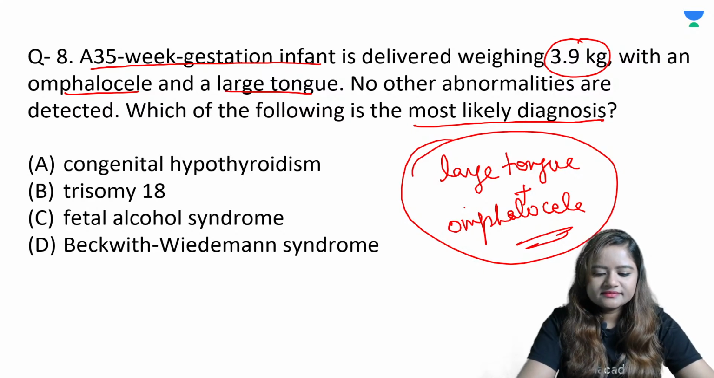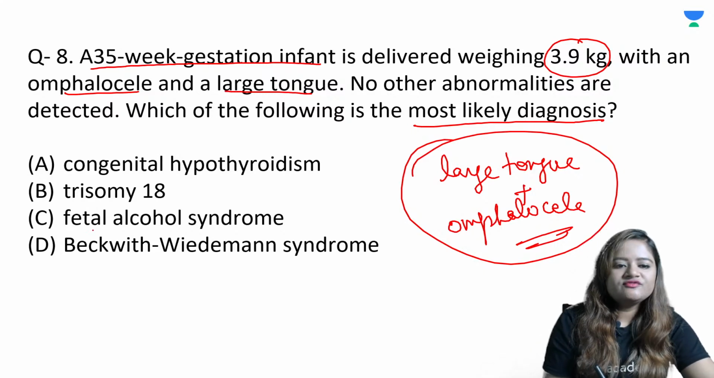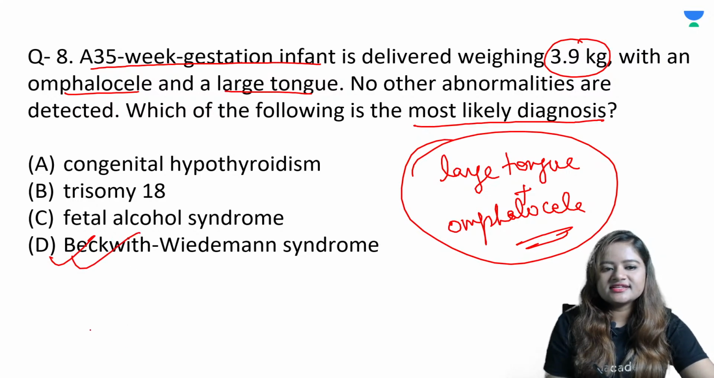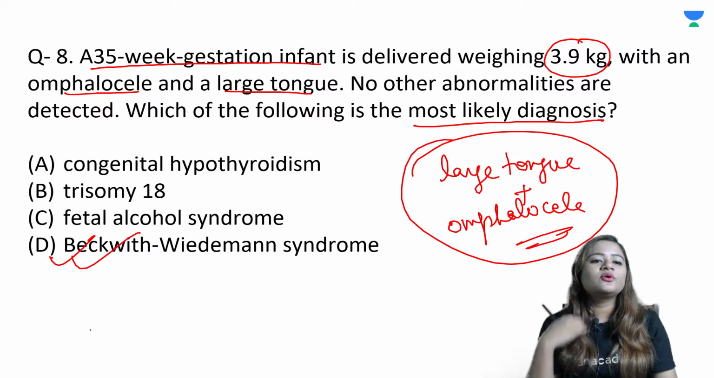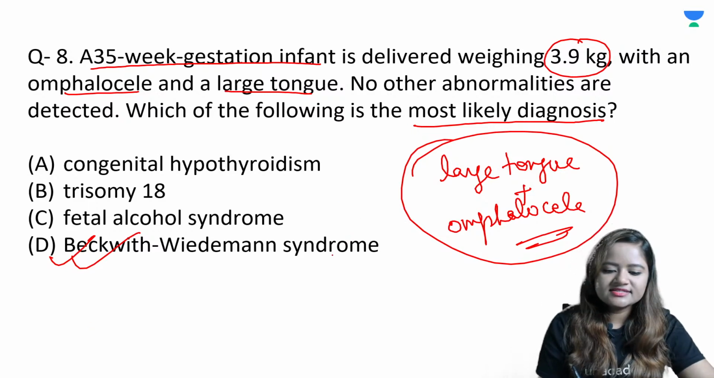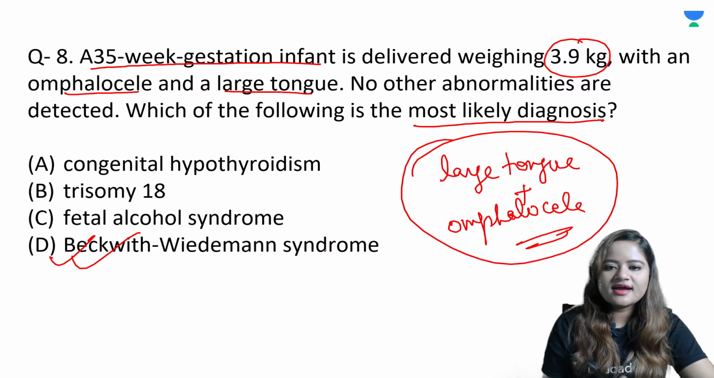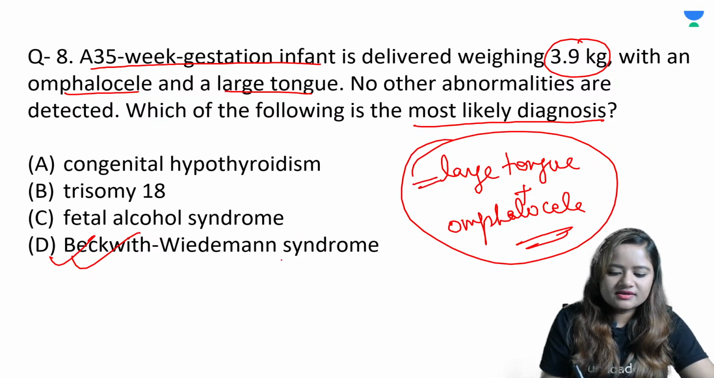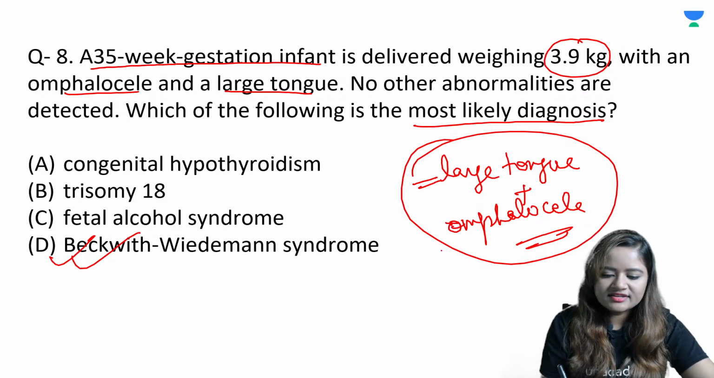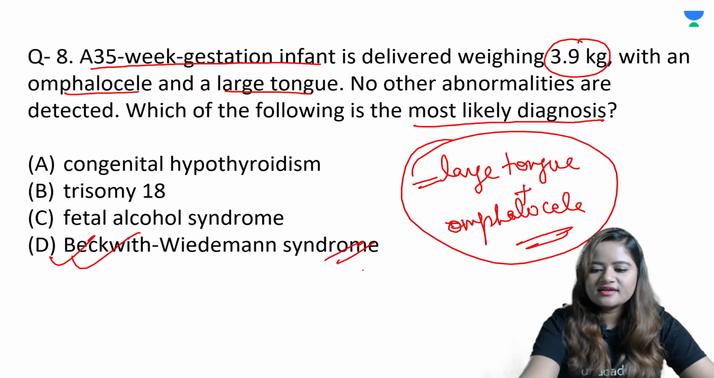Question number 8. Yes, it is classical for Beckwith-Wiedemann syndrome. Beckwith-Wiedemann syndrome has certain classical features. Large tongue is a very important clue in this, okay? Disproportionate organomegaly is classically seen in Beckwith-Wiedemann syndrome. So wherever you hear large tongue, you can easily mark this. Omphalocele is also classically present as the ventral body wall defect seen in this disorder. So Beckwith-Wiedemann syndrome is the right answer for this.